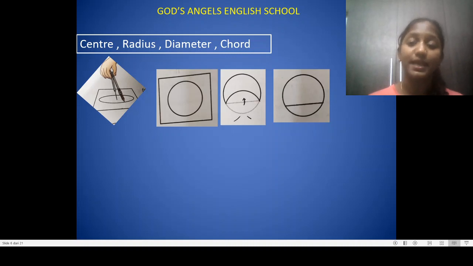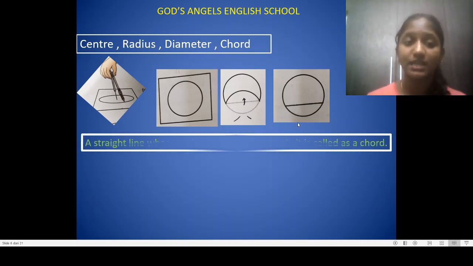When a line segment meets the circle at its end points, this is the line, and its end points lie on the circle. So that is the chord.